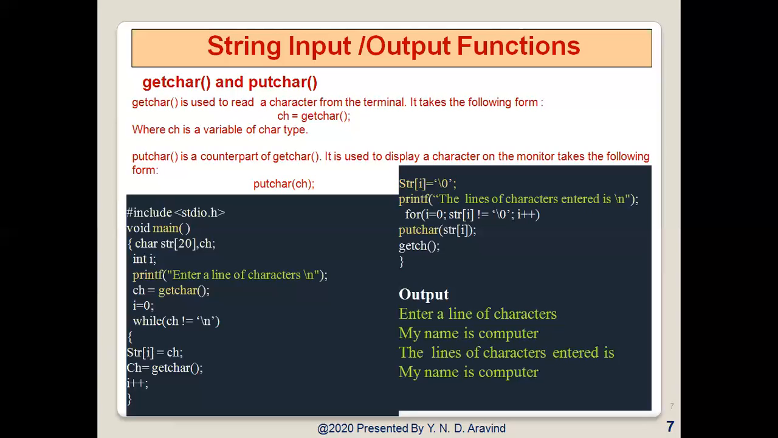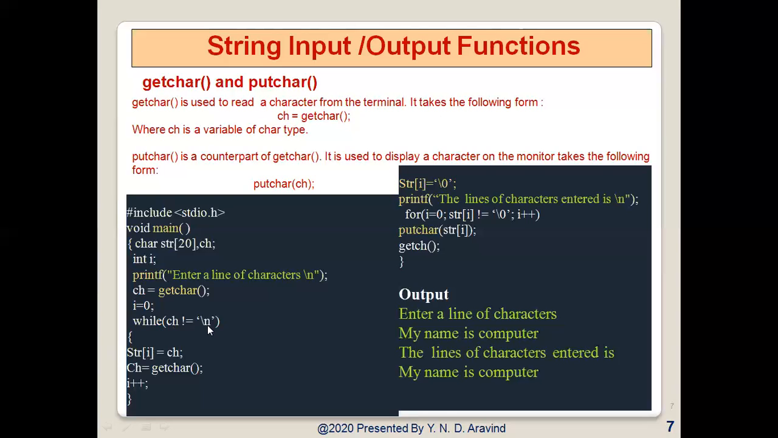So here I have given a small program. stdio.h, void main. I have a string whose maximum size is 20, and ch is just one character, and int i. So str is a string and ch is a character. Enter the lines of characters. I have accepted only one character, and that character is put into ch. My initial value of i is 0. Then while ch is not equal to \n.